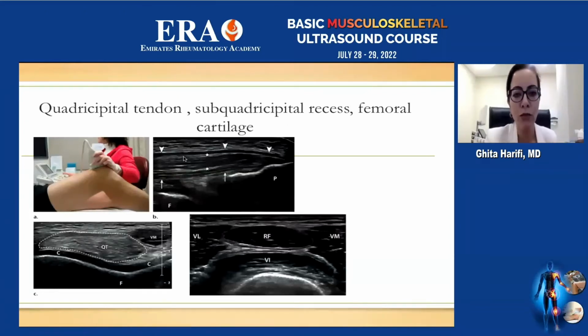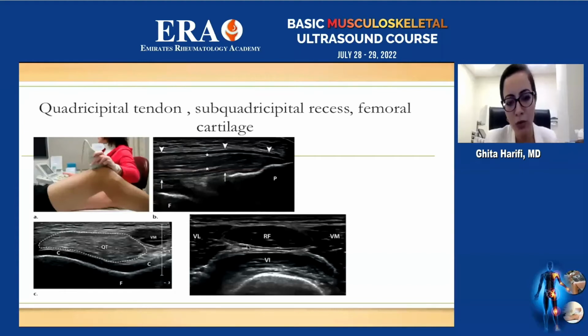This is a longitudinal view of the quadricipital tendon. As you place your probe this way, this is the image that you will be getting, with the quadricipital tendon inserting on the patella at this level. You can see the fat pad in here, the femur. You'll be able to appreciate the typical hyperechoic fibrillary aspect, as you can see here, of the tendon. The quadricipital tendon is formed by a component from rectus femoris.